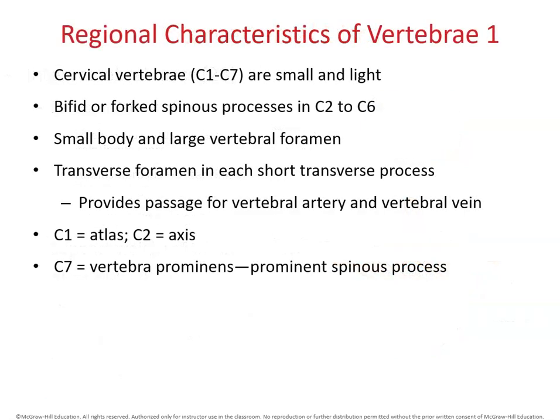All right, so now we're going to talk about each type of vertebra separately. We're going to start with the cervical vertebra. These are up in your neck. There are 7 of them. C3, 4, 5, 6, and 7 are very similar. C1 and C2 are very individualized.